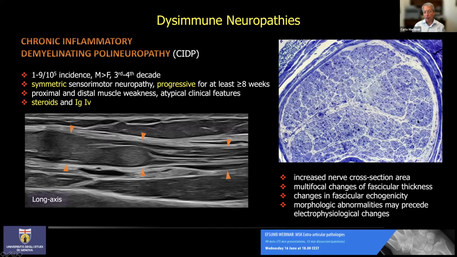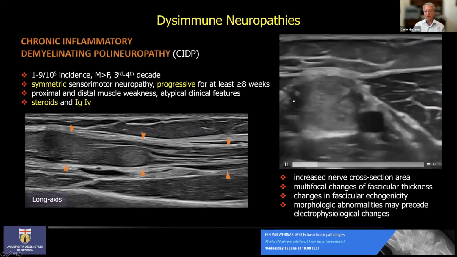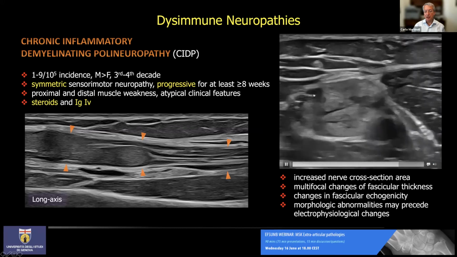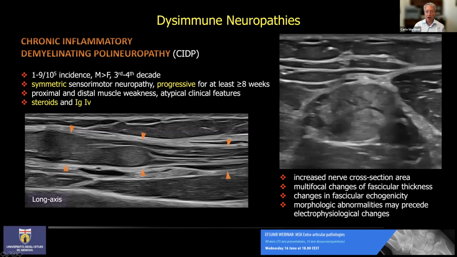an abnormal tissue due to the attack of these antibodies and the increased content of water of the fascicle. This may create multifocal changes at the level of different fascicles, changes in fascicular echogenicity, and that can be easily recognized with ultrasound. You see here some of the fascicles of the median nerve. This is the brachial artery. You see the very edematous changes affecting these fascicles in the case of CIDP.